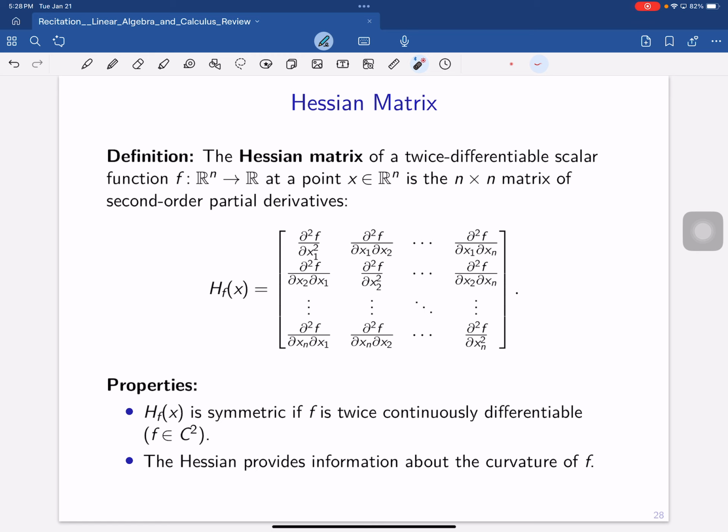Yeah, and as you can see, this is a symmetric matrix. Then we will discuss when it is positive semi-definite, and so forth. And that is an important property in optimization. We will talk about that maybe in the next two lectures.